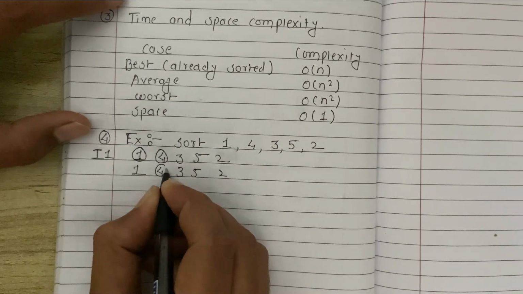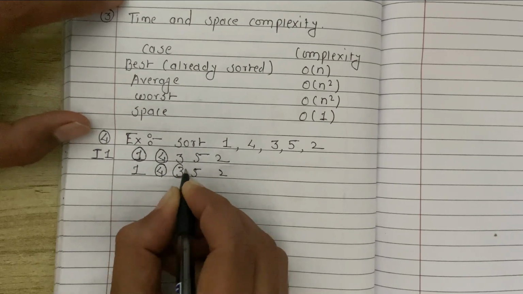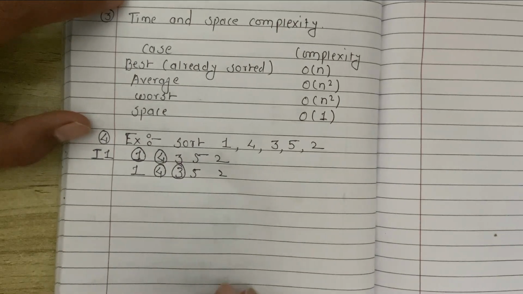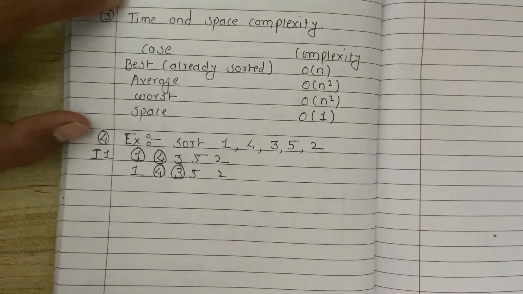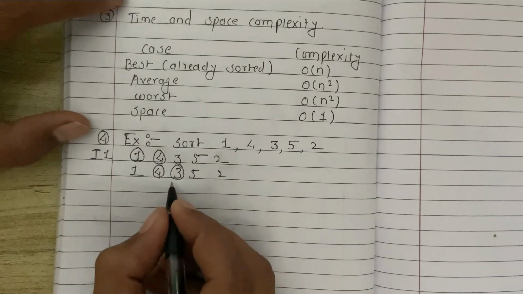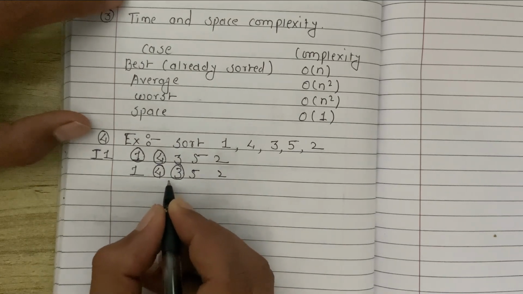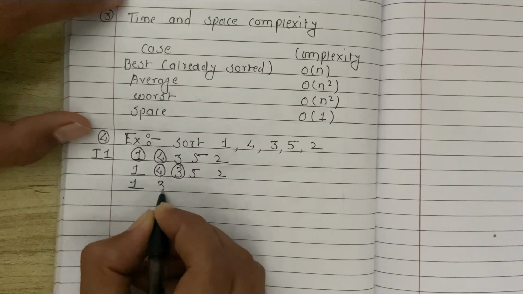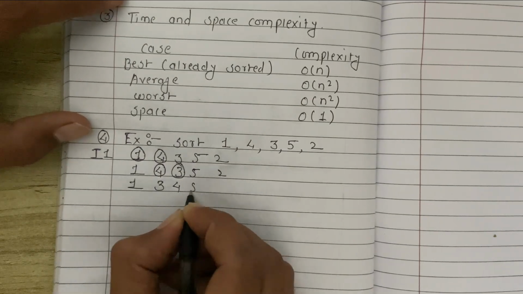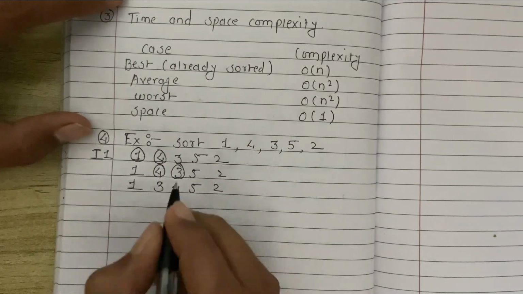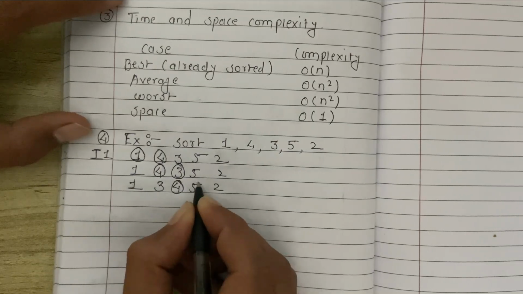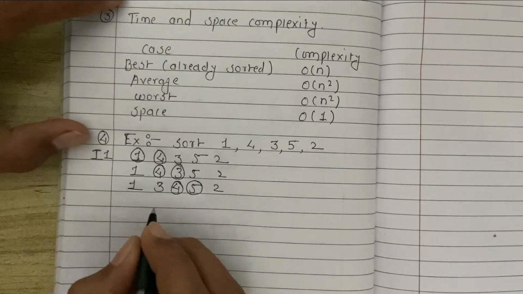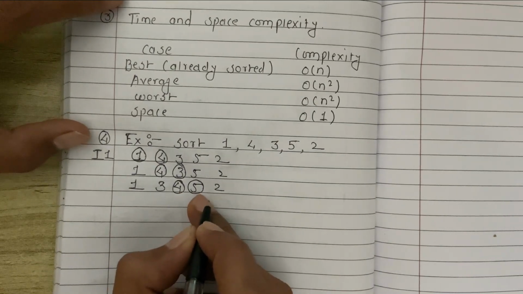Next iteration, we will be bubbling the next two elements and we will check whether these are in correct order or not. You can clearly see that these are not in the correct order. So we will be swapping the elements. Okay, so in the next iteration, we will be checking the next two elements. So you can see that these are at the correct position.